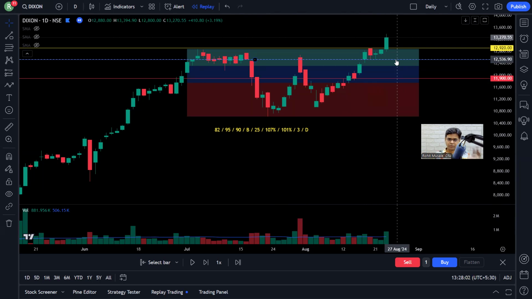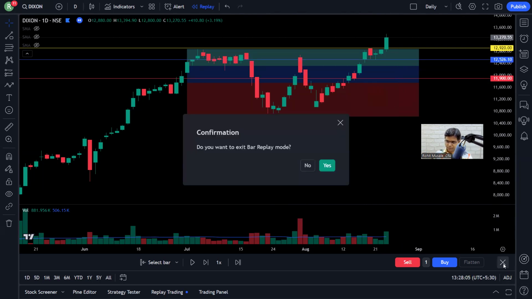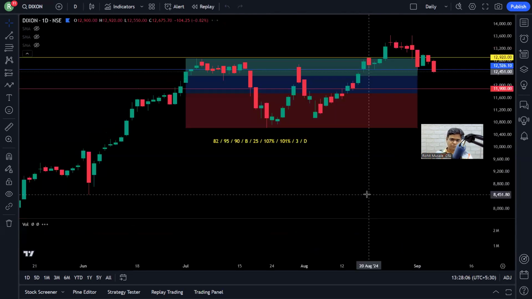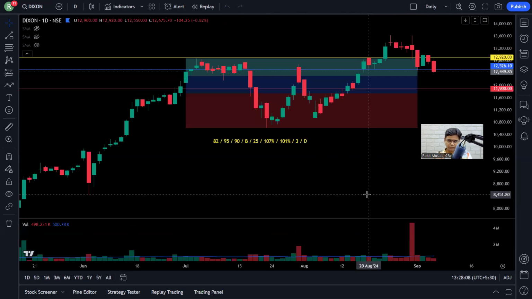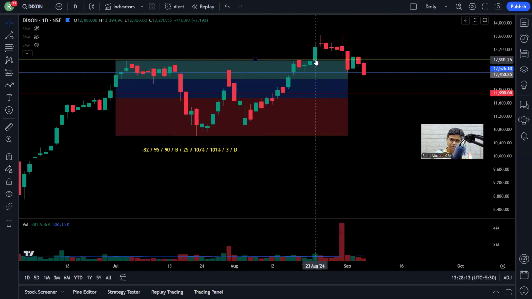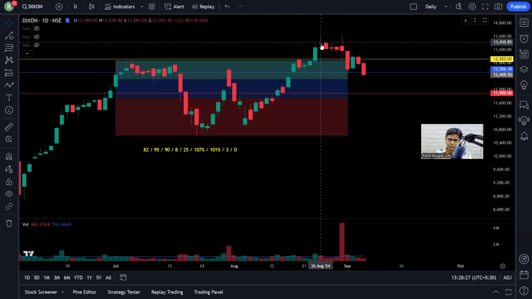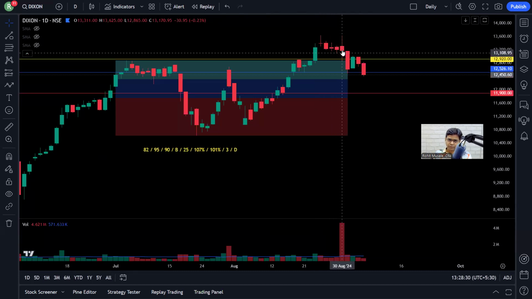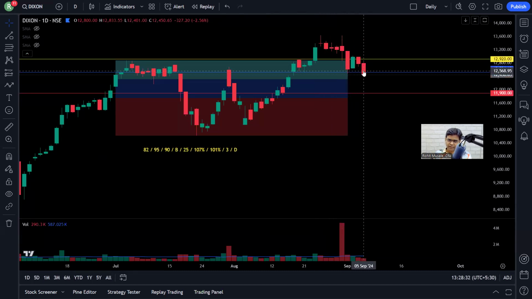Now here, if I remove this, I have followed a principle which I learned from Mark Minervini. What he says is that the moment a stock breaks out from a proper consolidation point, you start counting days, the up days versus down days. I look at up days versus down days in terms of the color of the candle. So let's count 1, 2, 3, 4, 5, 6, 7, 8, 9, 10.